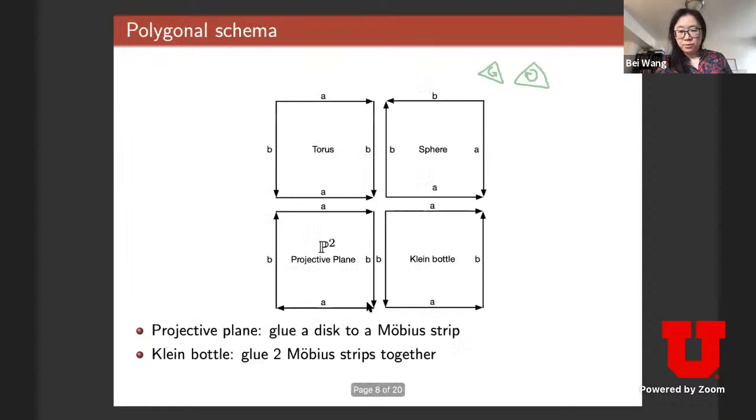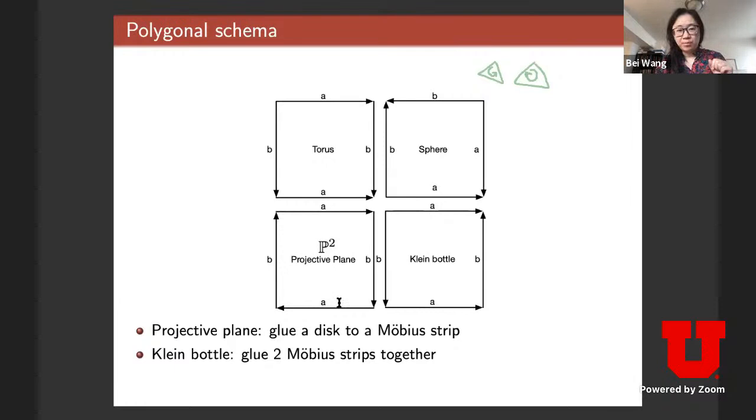I'm going to do one more slide and then we're going to move on to the next lecture. So what is a torus? This is what's called a polygonal schema. If I take a square, to create a torus, you glue the top edge to the bottom edge, following the arrows. You now create a tube, and you glue the left end of the tube to the right end. That's your torus. A sphere is when you glue the top edge to the left edge, and the right edge to the bottom edge. It's like folding a dumpling. That's how you create a sphere.